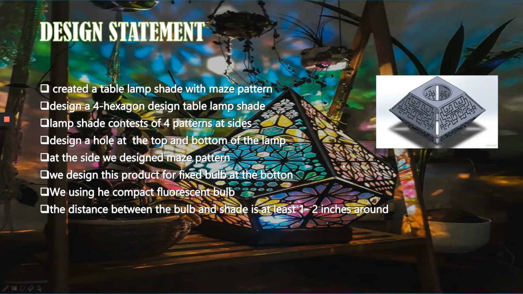We are using a compact fluorescent bulb. Why do we use a compact fluorescent bulb? Because it runs cooler and it requires less space. The next is the distance between the bulb and the shade, which is around 1 to 2 inches. We fix the bulb at the center, so from the body to the bulb, we fix a dimension of around 1 to 2 inches.